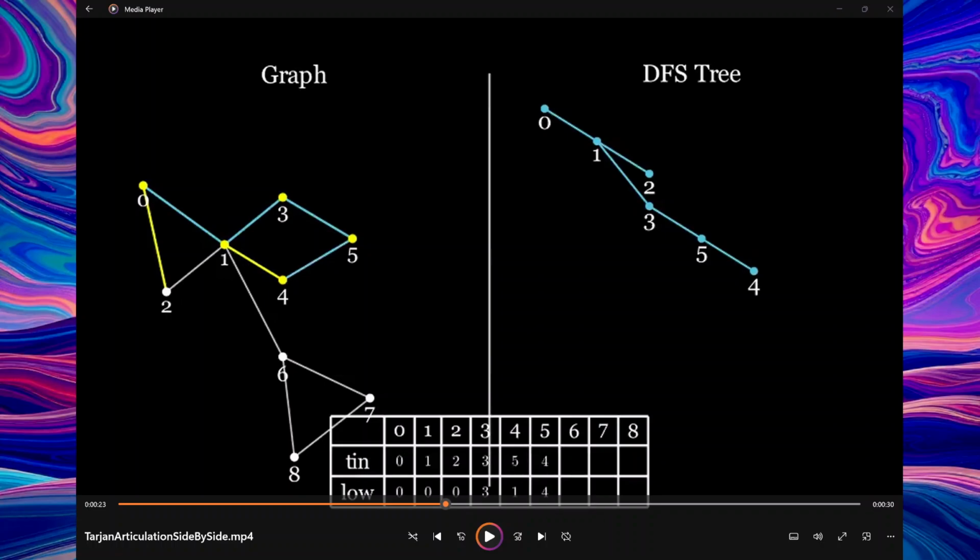Does that make sense? Wait, are the values for low integer values, or are they referring to the nodes on the graph? They are integer values. Yes, so what you're seeing here is, right, what's going on at the beginning? We're going 0, 1, 2.